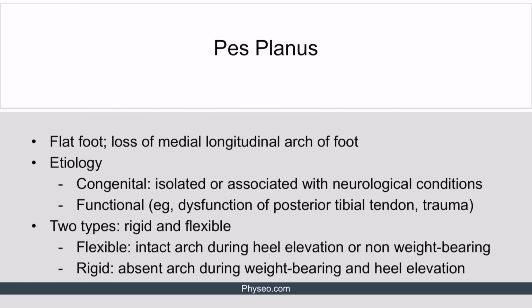Pes planus is also known as flatfoot, where there is loss of the medial longitudinal arch of foot. Etiology can be congenital, presenting as isolated condition or associated with other neurologic conditions. However, pes planus can also be functional and occurs due to dysfunction of posterior tibial tendon or trauma, for example. Flatfoot is of two types, rigid and flexible.